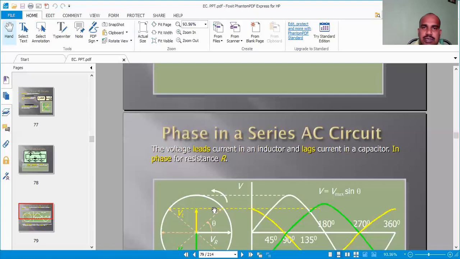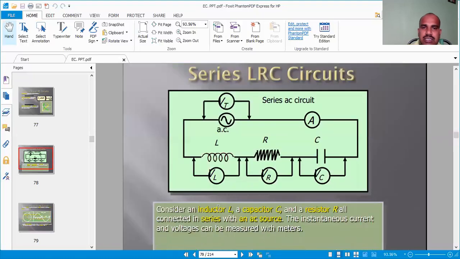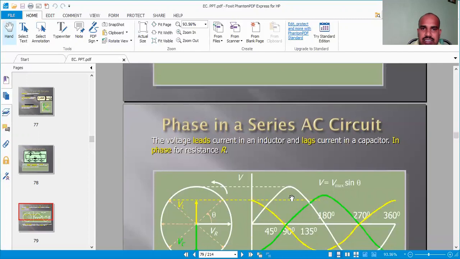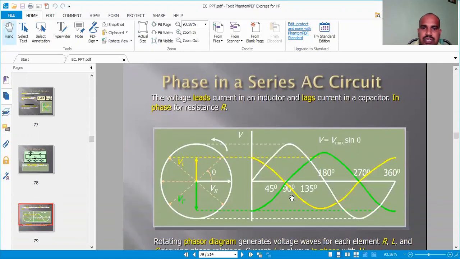The voltage across the inductor is VL, the voltage across the resistor is VR, the voltage across the capacitor is VC. This is a phasor diagram that can be generated from the voltage waves for each element R, L and C. Here VR, the voltage and current, are both in phase.